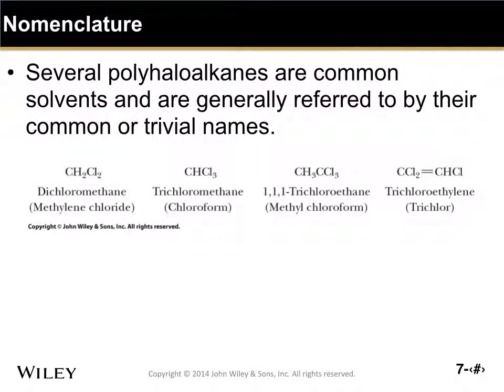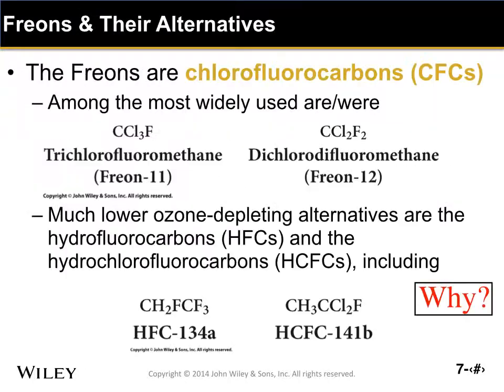There are some common names that you will hear throughout the course of the semester. These are not so important. I'd much rather you focus on the systematic names. So dichloromethane, the first one at the left, is sometimes called methylene chloride. Trichloromethane is sometimes called chloroform, etc. You don't need to know the common names, but know how to name these using the IUPAC system.